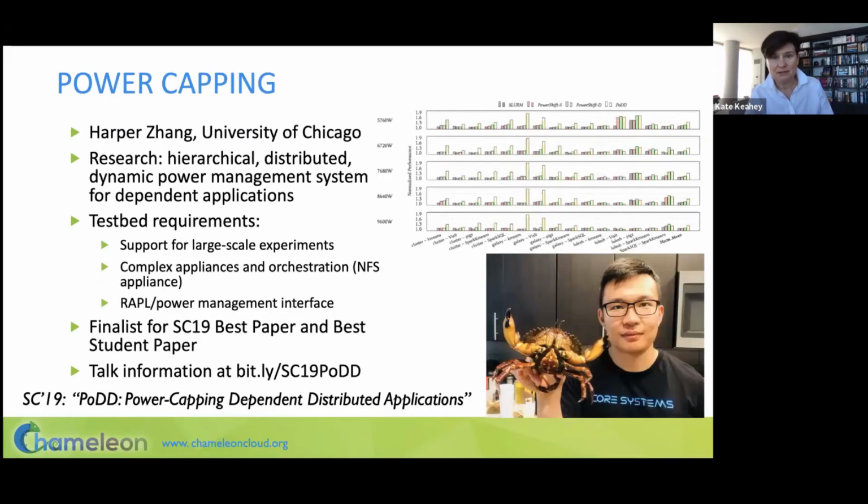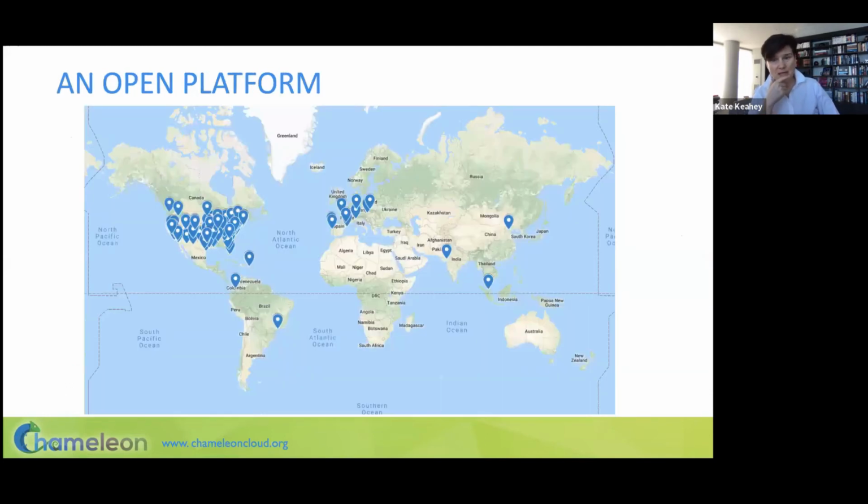And then last but not least, an experiment on power management from the University of Chicago. This is a paper that became a finalist for Best Paper and Best Student Paper at Supercomputing 19. It needed support for large-scale experiments, also orchestration and automated management of complex appliances, and then an interface to the power metrics that such experiments need to gather, right? So that's an interface that we provide specifically to our hardware that supports power management.